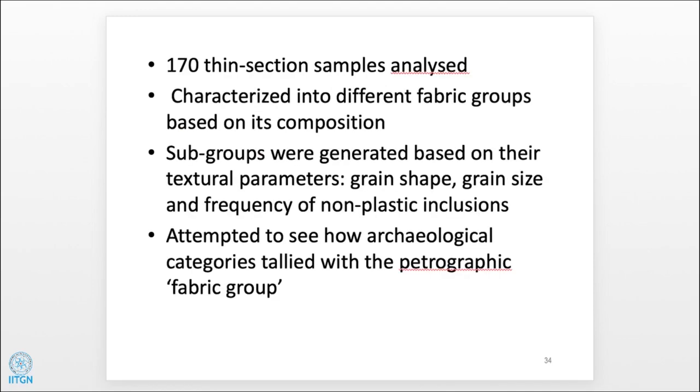So these are some of those issues. And I was given something like 170 thin-section samples. It was a little more than that, but I could do only 170, because if there are more grain fallouts or some section is eroded, I won't be able to do it. He gave me around 190, and 20 were useless. They were characterized into different fabric groups based on composition. I also worked out subgroups based on textural parameters, grain size, grain shape, etc. And then I tried to see the relation between this archaeological categorization of ceramics and the petrographic groups.